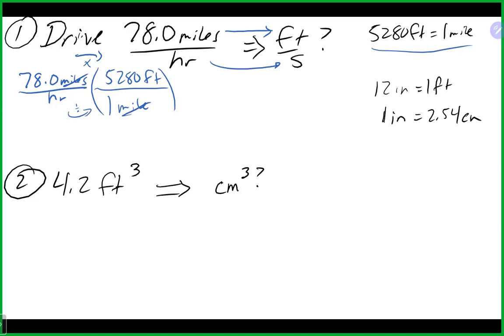Now for my bottom unit, I need to get the hours to seconds. Clearly there's multiple ways you could do that. You could go hours to minutes, minutes to seconds. You could also just go seconds to hours if you understand there's 3,600 seconds in an hour, whichever way you want to do that.